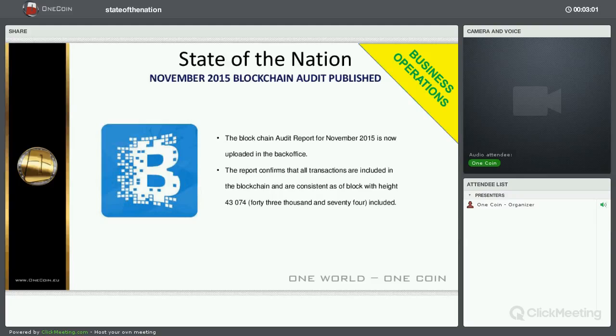Now, very important for the business is that we do ongoing audits of the blockchain. It's done with a reputable accountancy firm who go and do a forensic account job in terms of checking through that all of the blockchain is clear and transparent, etc. I don't quite understand what this means, but the report confirms that all the transactions up to November are included in the blockchain and they're consistent with the block and the height of 43074. This is something that is done externally to OneCoin, and it's protecting you and all of the members to ensure that the blockchain is clear and correct at all times. You can see that now in the back office, and of course there'll be a further report as we come into this year.